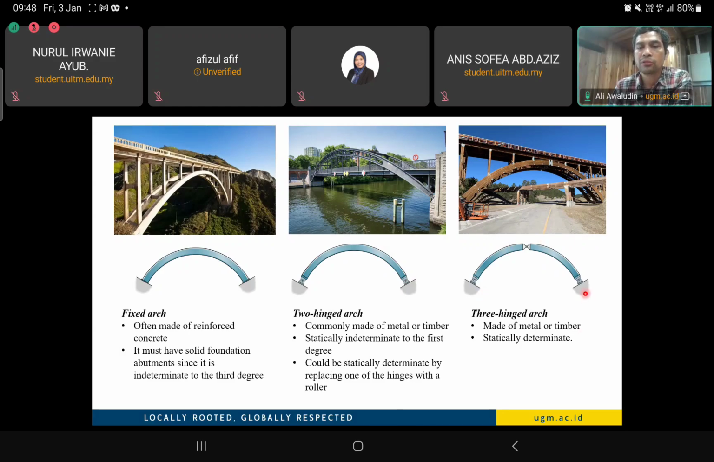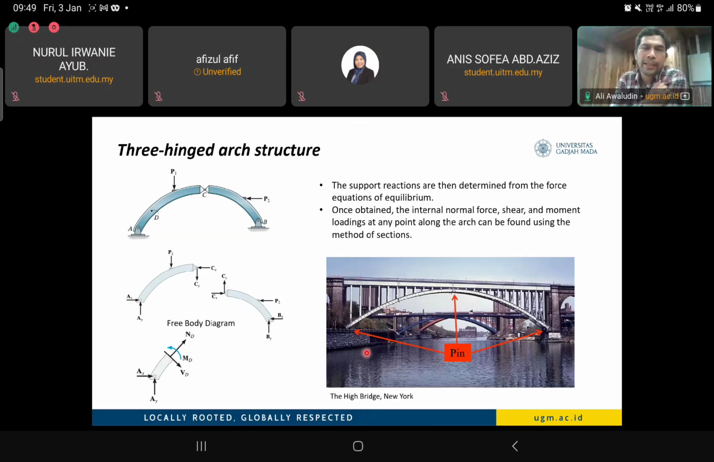So I'll try to cover the subject, the 3 hinge arch and also the 2 hinge arch. Okay, for the left side fixed arch, maybe you can learn later on when you have more time, I mean, after you move to another level in your study. Okay, so here we have 3 hinge arch structures.